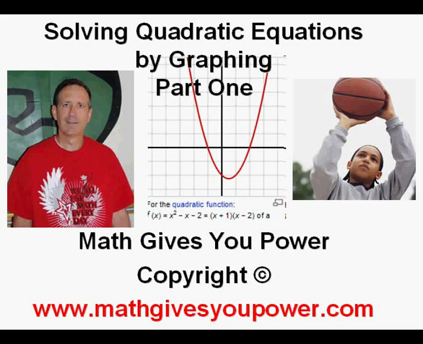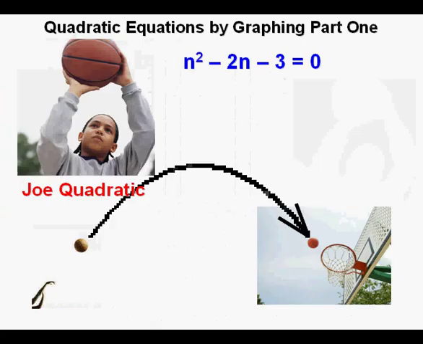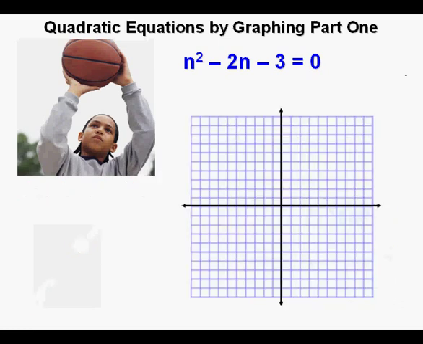Solving quadratic equations by graphing, Part 1. In this lesson, our friend Joe Quadratic will be solving quadratic equations by graphing. With this method, he will be able to solve quadratic equations such as this one, n squared minus 2n minus 3 equals 0. In order to graph this equation, something will have to be different. With only one unknown, there is no way for him to graph this equation on a coordinate plane.